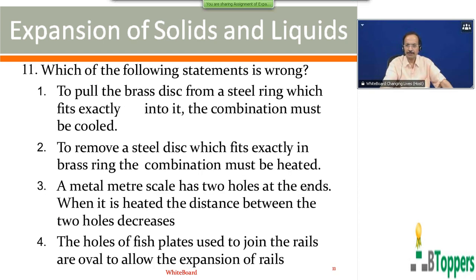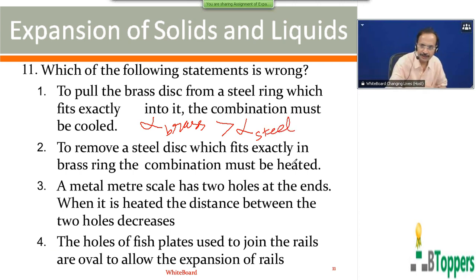Now look at the next question, question number 11. Which of the following statements is wrong? To pull the brass disc from a steel ring which fits exactly into it, the combination must be cooled. Now you have to know one thing. The coefficient of linear expansion for brass is more than the coefficient of linear expansion for steel. That you can see in the tables given in the textbook. You are given the values of alpha for some of the standard metals.